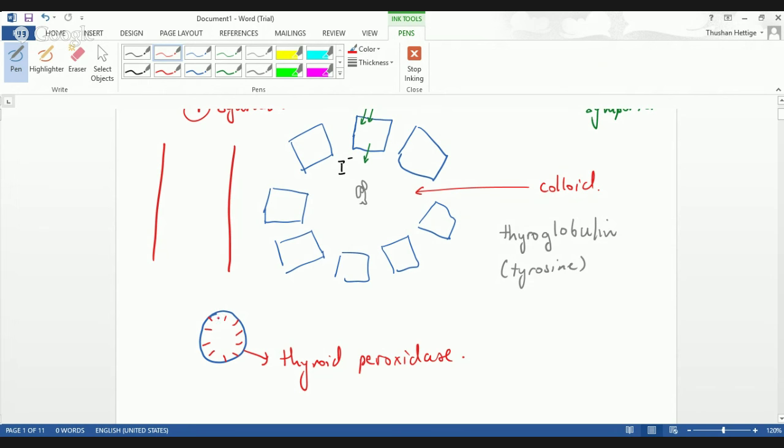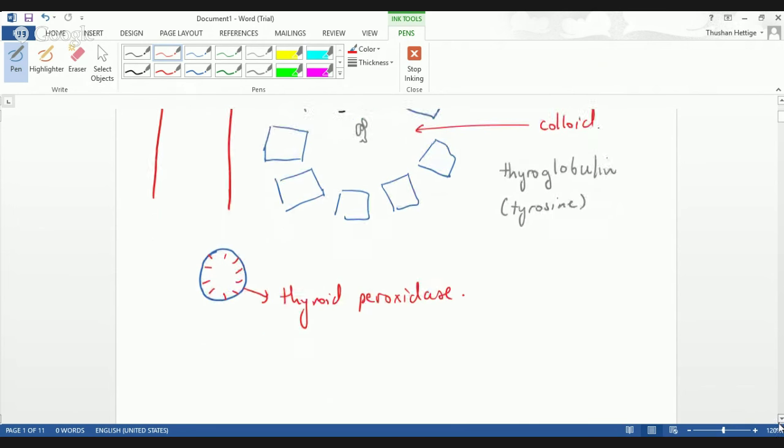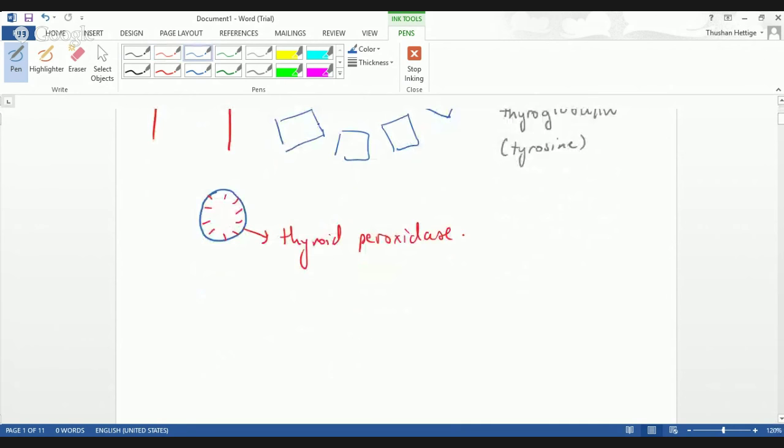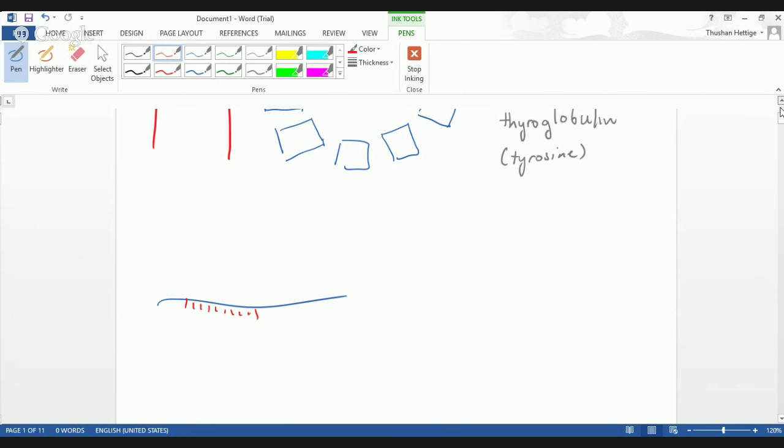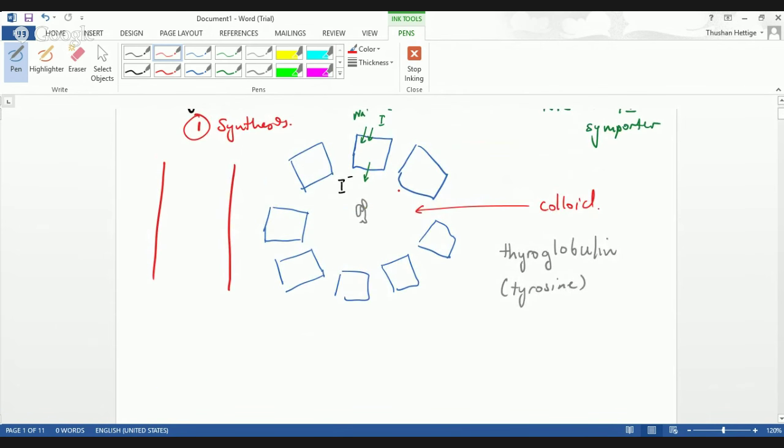Okay. So imagine if this was your secretory vesicle and we're still inside the cell. So I'm going to buff up the cell like so. And then the secretory vesicle will approach this membrane, and then the vesicular membrane will incorporate onto the cell membrane here. In doing so, it exposes the thyroid peroxidase to the colloid. So when you secrete the thyroglobulin, you have thyroid peroxidase being expressed over here.